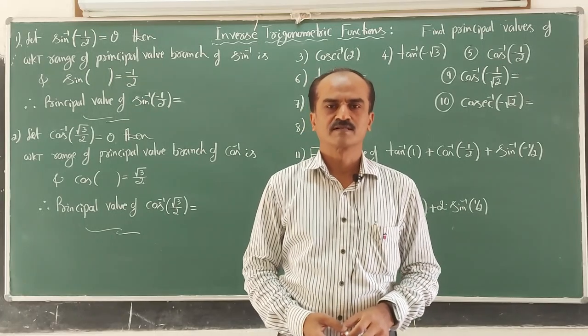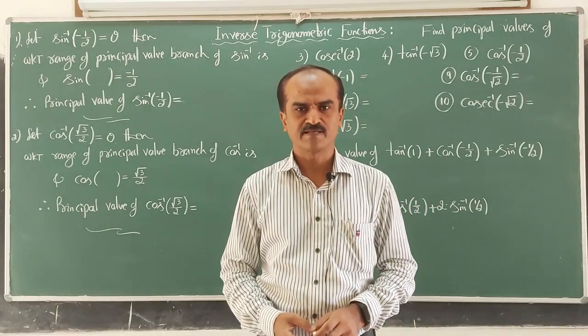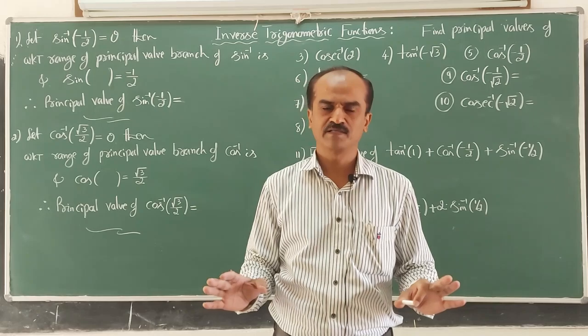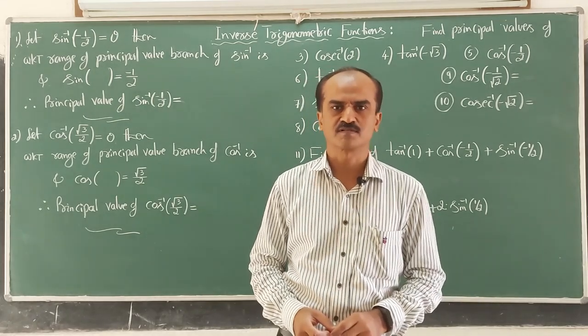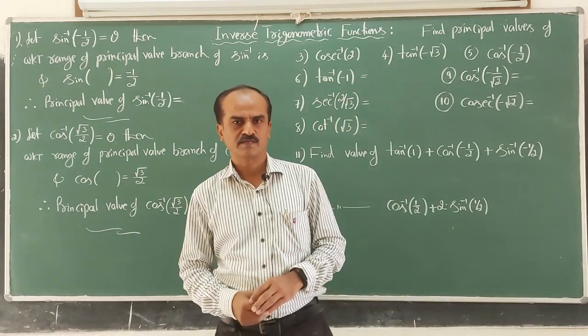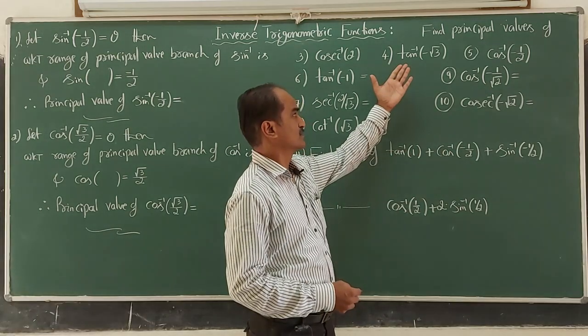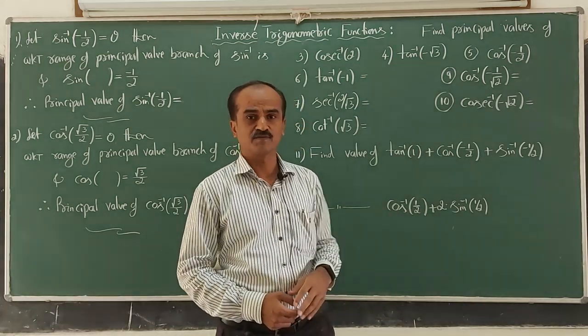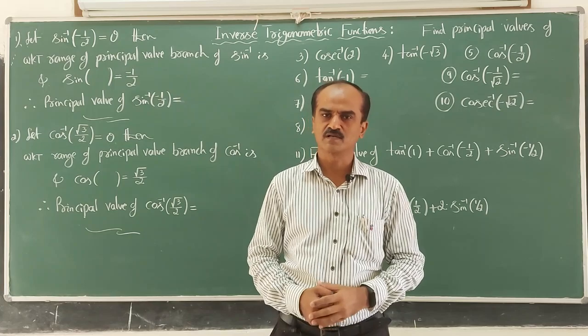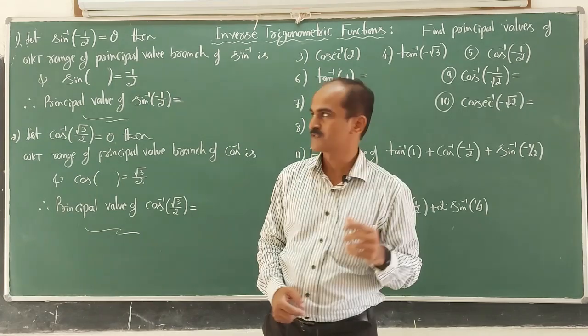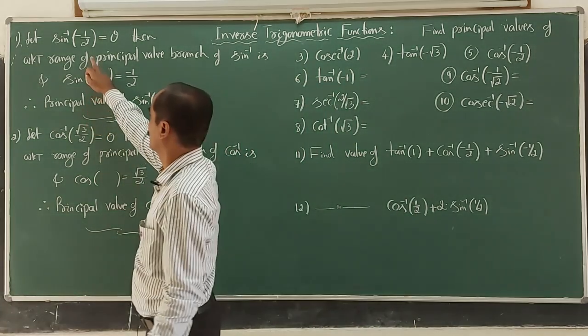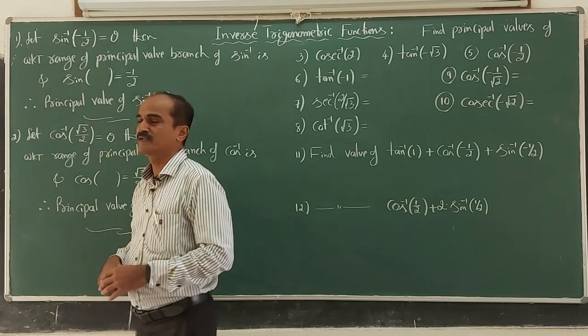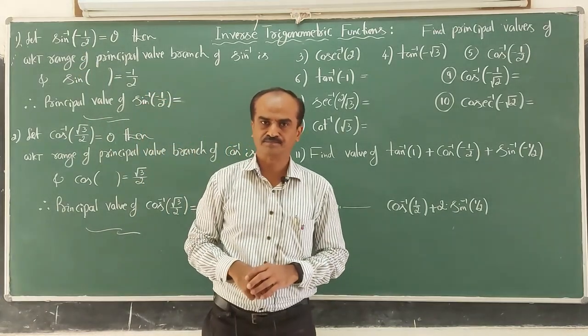Okay, now we will consider the examples given in exercise 2.1. They are very, very simple elementary questions. Let us start working one by one. The question is, find principal values of the following inverse trigonometric functions. First one, we are required to find the principal value of sine inverse of minus 1 by 2.